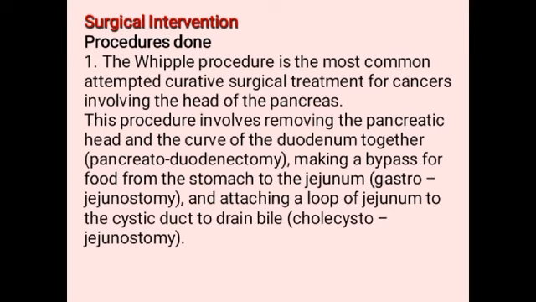And when this happens, the bypass will be done, whereby the remaining part of the stomach is going to be joined to the jejunum, forming what we call gastrojejunostomy, and attaching a loop of jejunum to the cystic duct to drain the bowel. So also the biliary tree is going to be joined at the site of the jejunum, because the duodenum in this case has been removed. And that attachment of the cystic duct, or rather the bile duct, to the jejunum is what we call cholecystojejunostomy.